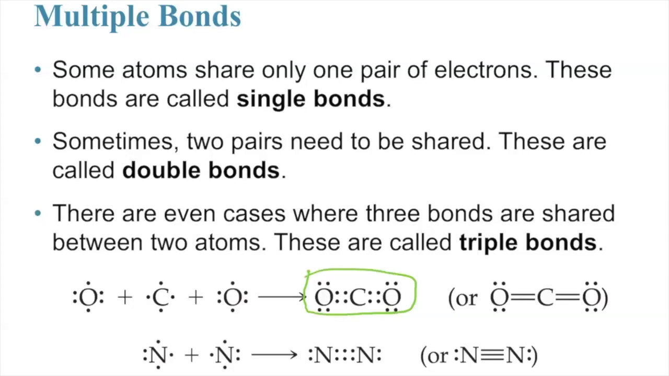Notice nitrogen. This is why nitrogen exists as N2. Nitrogen has 5 and 5. If you want them to both have 8, each nitrogen is going to share 3. So now each nitrogen has 1, 2, 3, 4, 5, 6, 7, 8. Now they are both happy because they have that octet rule. So you create a double bond or a triple bond.